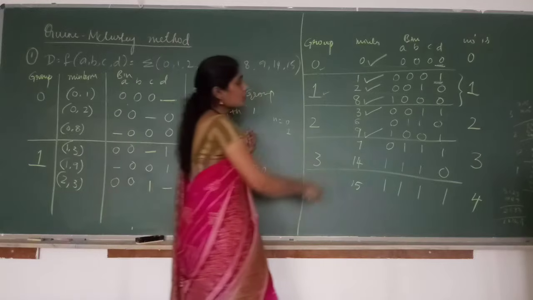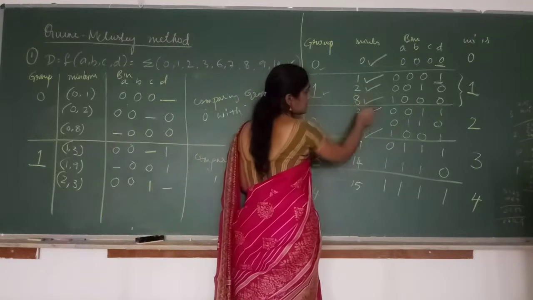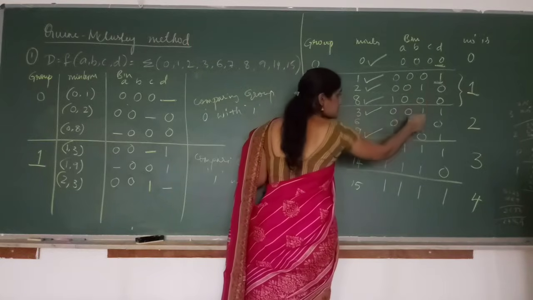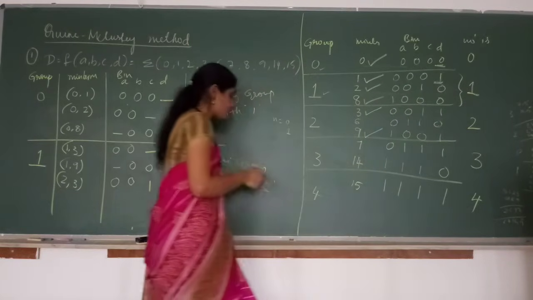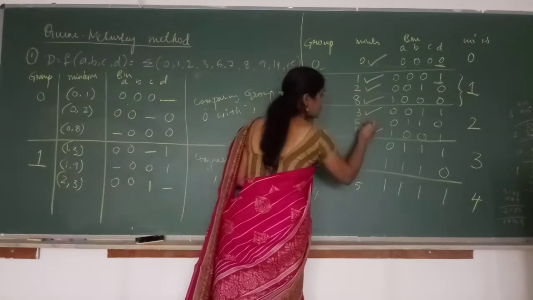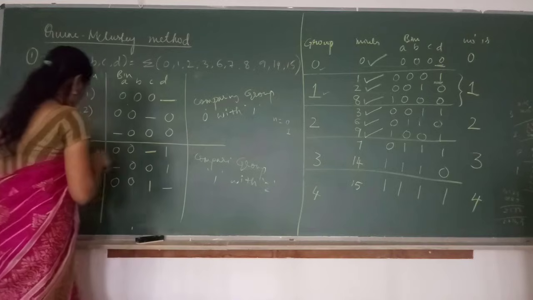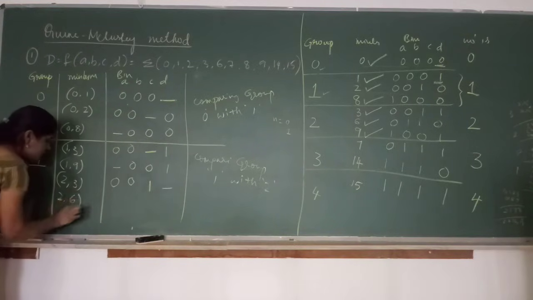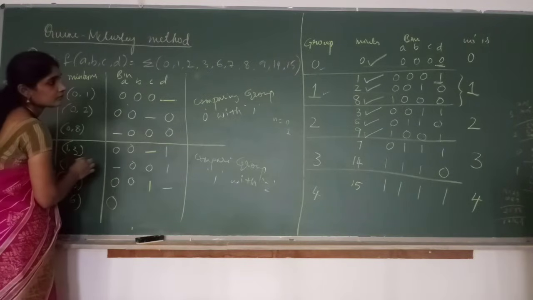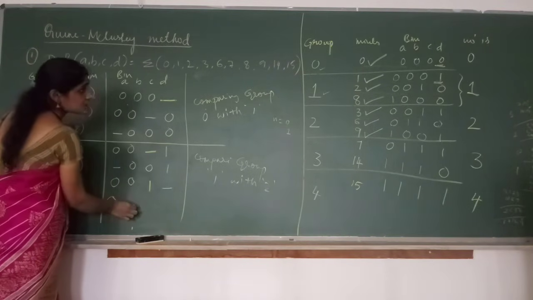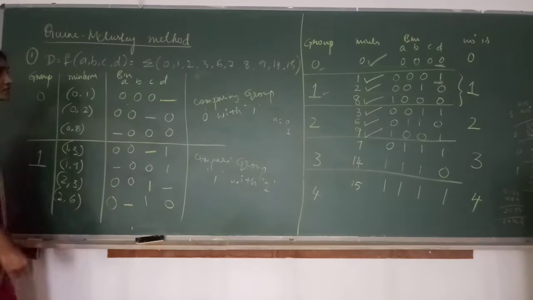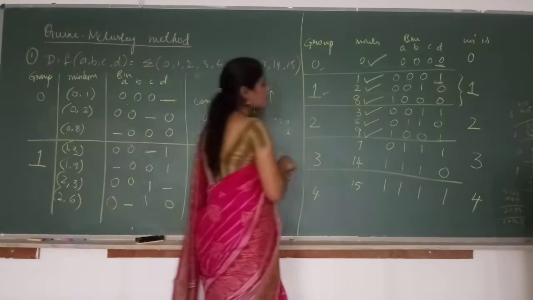Now match 2 with 6. 0 0 1 0 and 0 1 1 0. B is different, C is same, D is same. So what do we get? Can we group 2 and 6? Yes. Now 2 and 6 we are grouping, tick 6 also. So when you group 2 and 6, what is the equation we get? A is 0, B is dash, C is 1, D is 0. So 2 and 6. Now compare 2 with 9.